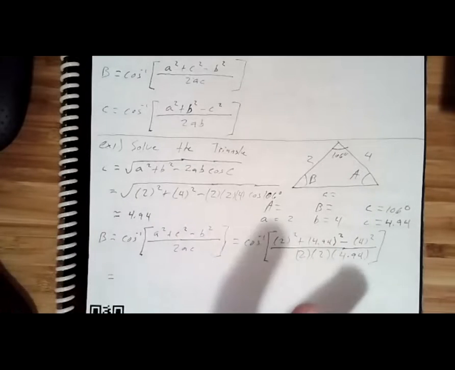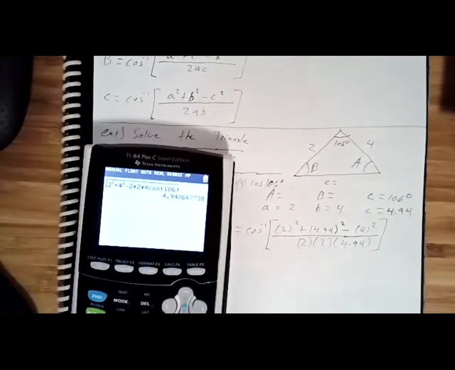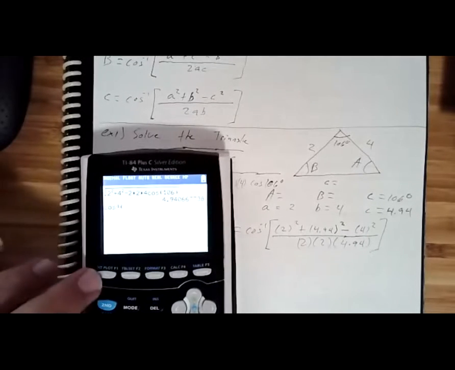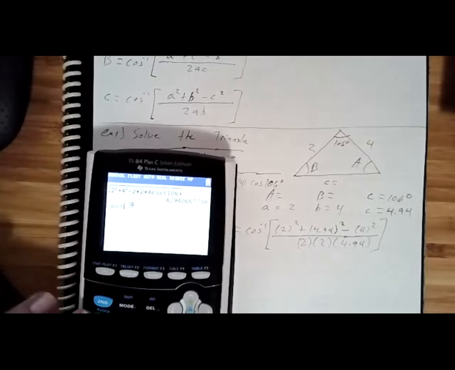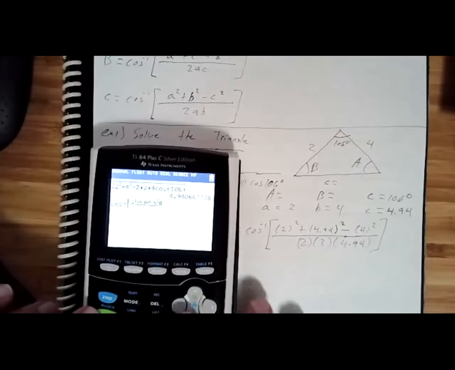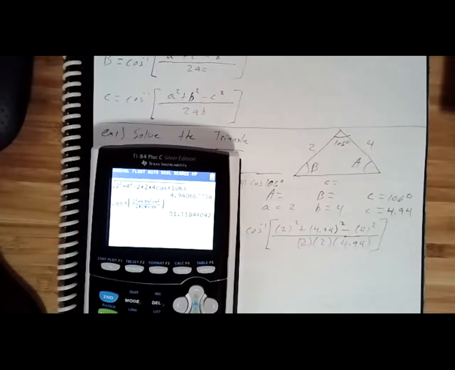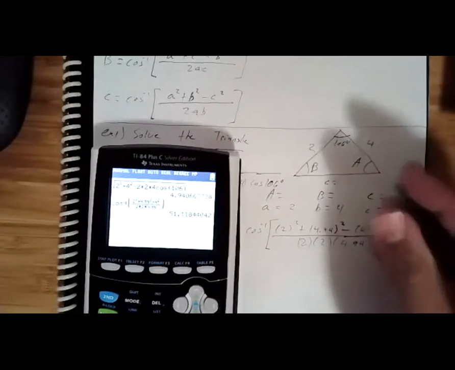Let's keep going. All right, so we've got to plug this in. That's what we're doing. So 2 squared plus 4.94 squared minus 4 squared over 2 times 2 times 4.94. So the angle looks like 51.12.